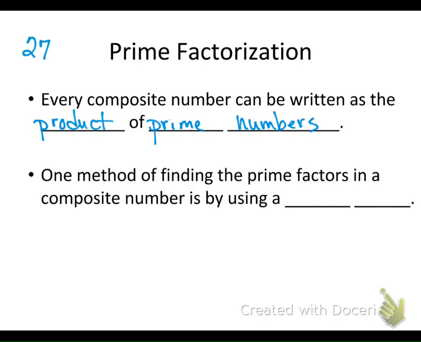One method of finding the prime factors of a composite number is by using a, what did we do in our last step on our opener today? Factor tree. Yeah, a factor tree.